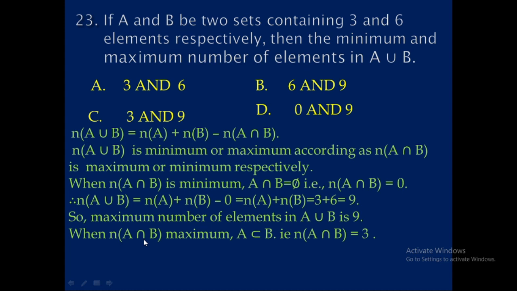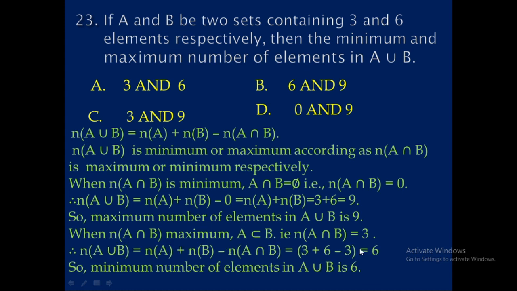So, the maximum number of elements of A union B is 9. Therefore, the answer is 6 and 9. That is option B is the right option. Option B. Next, question number 24.